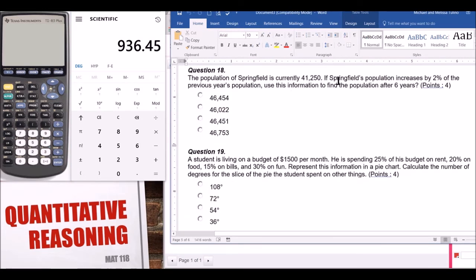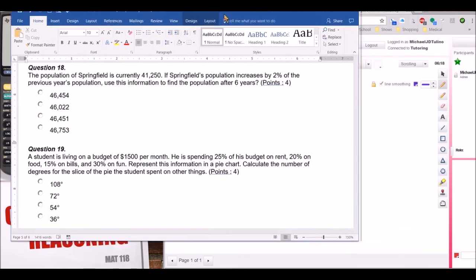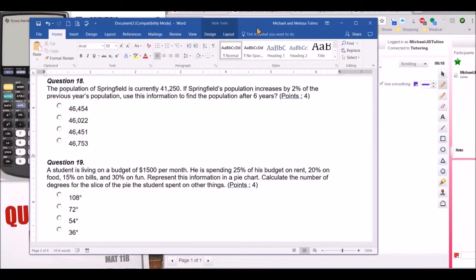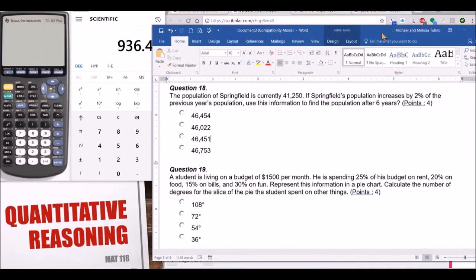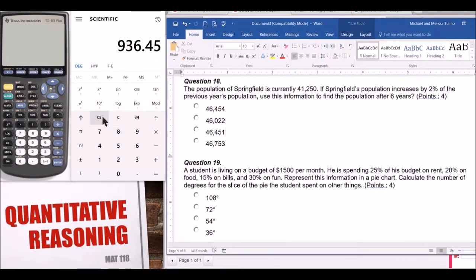Population is currently that. Now the population increased by 2% over the previous year's population. Using this information, find the population after 6 years. You can use a calculator, you can use Excel, use all sorts of different things. It's completely up to you. This one, the calculator might be pretty easy.